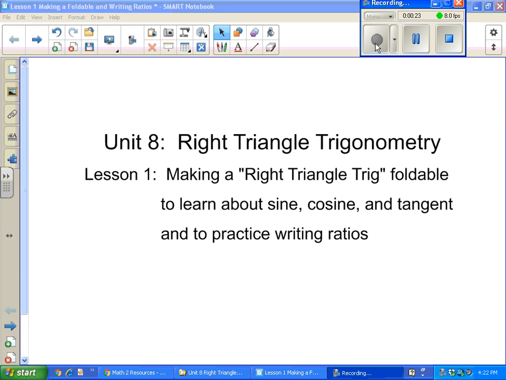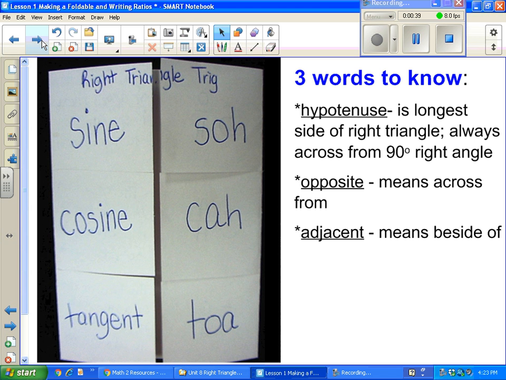All right. Today we're going to make a right triangle trig foldable to learn about sine, cosine, and tangent. This is in lieu of you taking notes or having me give you a different paper copy. And then we're going to practice writing ratios. So you would have picked up a sheet today that had practice writing ratios on it. Okay, this is what the foldable looks like.